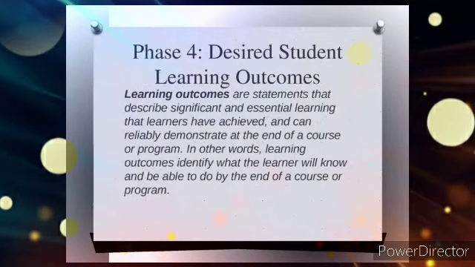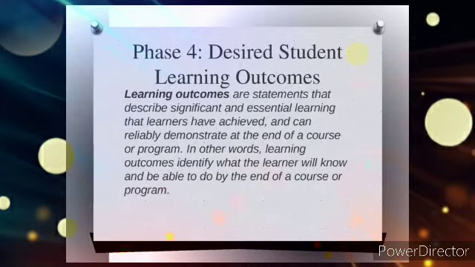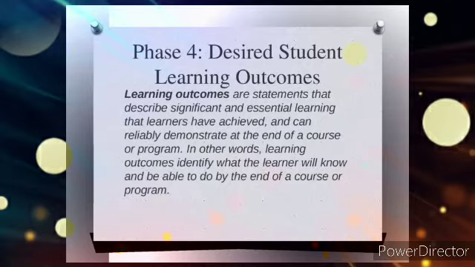So the fourth phase is desired student learning outcomes. So what is learning outcomes? They are statements that describe significant and essential learning that learners have achieved and can reliably demonstrate at the end of a course or program. In other words, learning outcomes identify what the learner will know and be able to do by the end of a course or program.